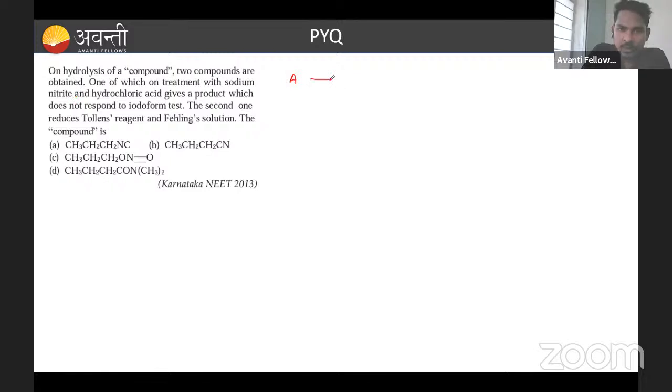Substance which we do the hydrolysis and it gives us two substances, let's say C plus D. One of which on treating with sodium nitrite, for example NO2 in the presence of HCl. So what is the product here? If we do this reagent, it should be understood this is a diazotization reaction, diazonium salt first.